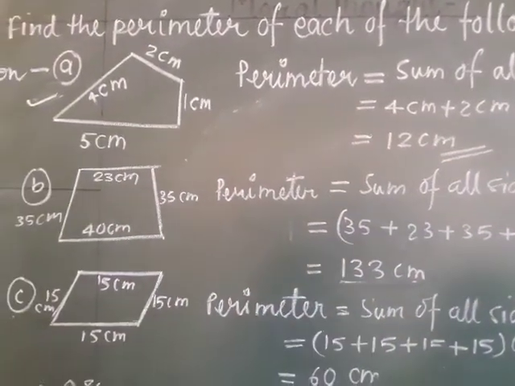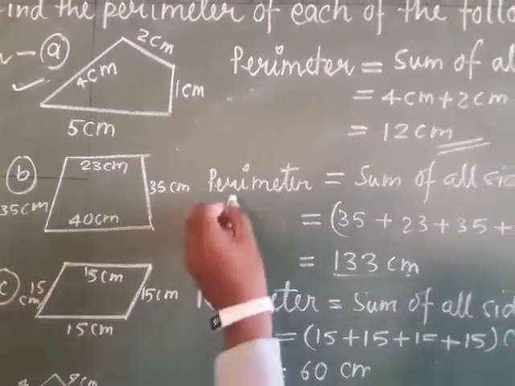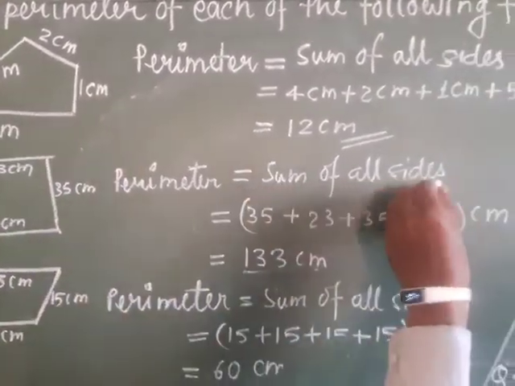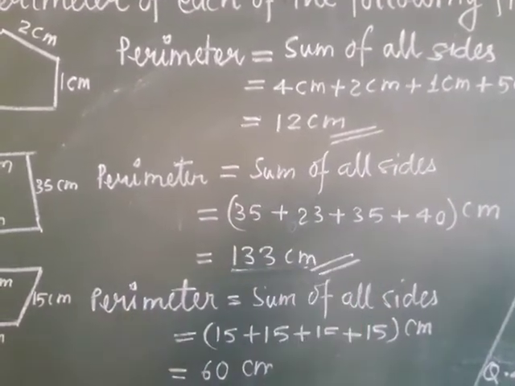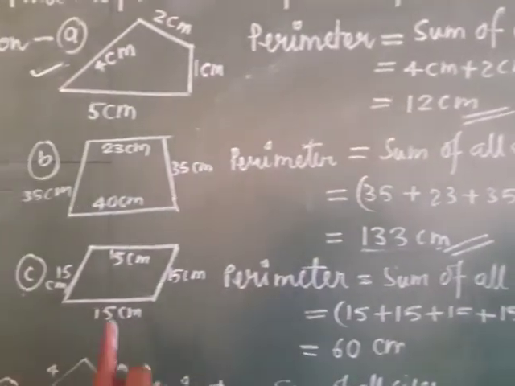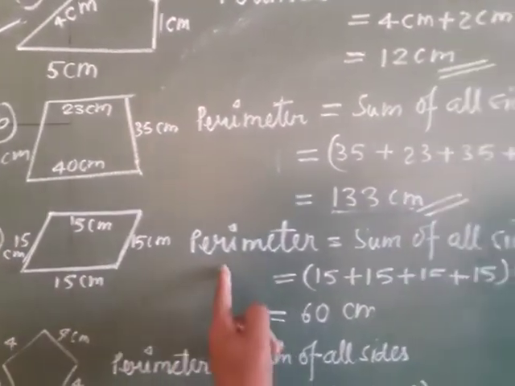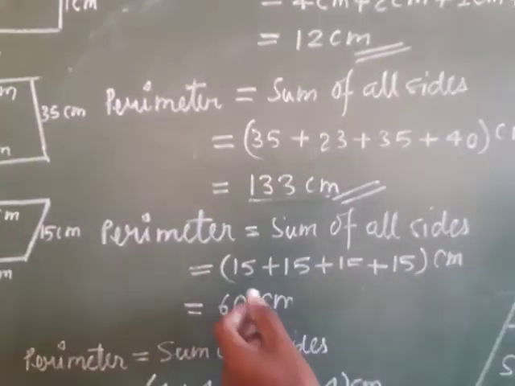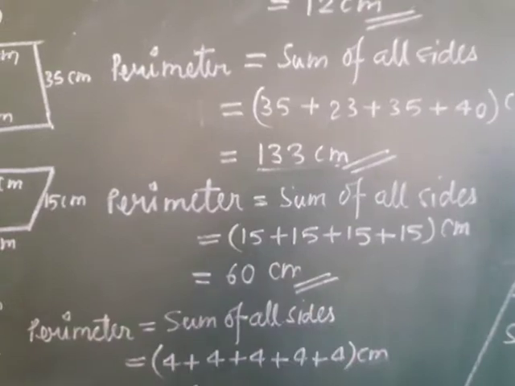Now going to the B part, here the sides are given 35, 23, 35, 40. So perimeter will again be the sum of all sides 35, 23, 35, 40. Sum will be 133 centimeter. Now going to the C part, here the sides are given 15, 15, 15 centimeters. So perimeter will be the sum of all the sides. So 15 plus 15 plus 15 plus 15. Total will be 60 centimeter.